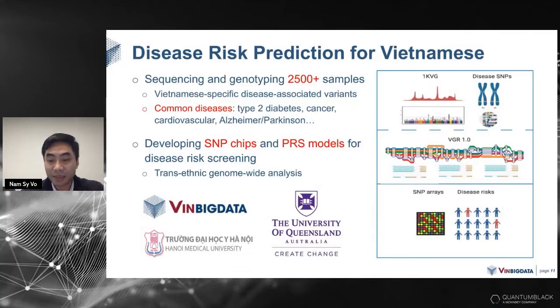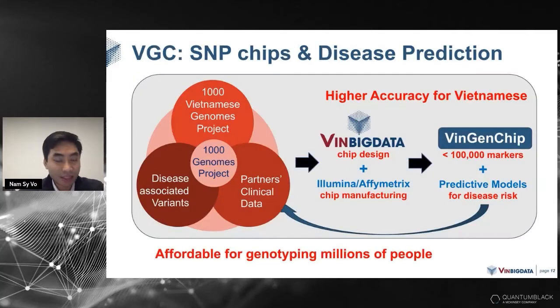And here is a typical example that we are doing now for the disease risk prediction. And here is a model that we have SNP chips and disease prediction. And we can see here, we can use 1000 Vietnamese genome project data and disease-associated variants from some public database like dbSNP or 1000 genome project or some other. And also our partner clinical data from some leading hospital in Vietnam, some also from some leading medical university in Vietnam. And we are developing a SNP chip named Vietnamese chip, and also predictive models for disease risk prediction.